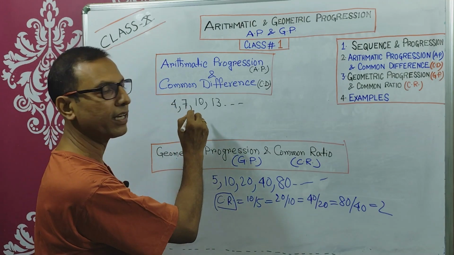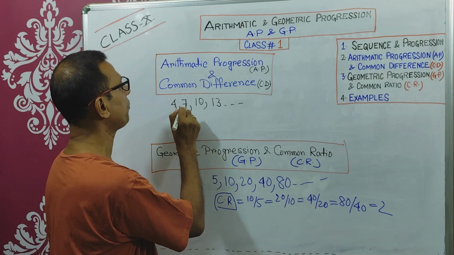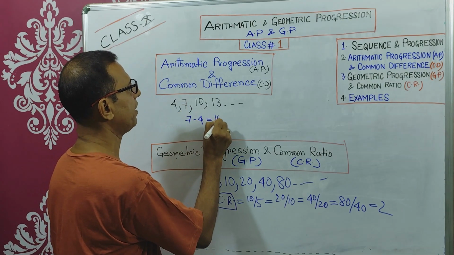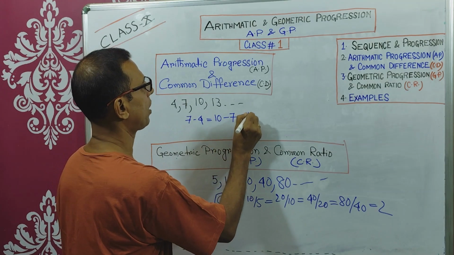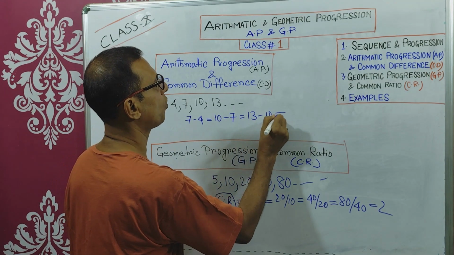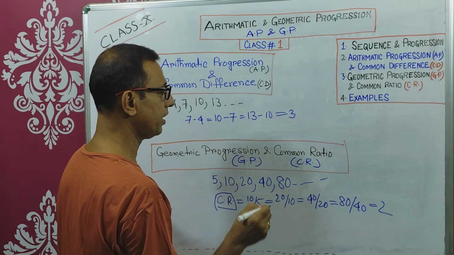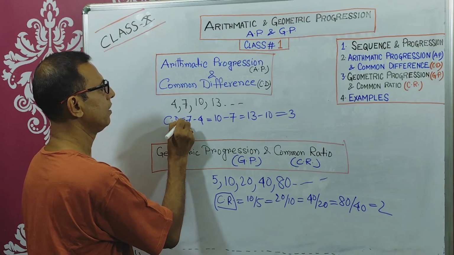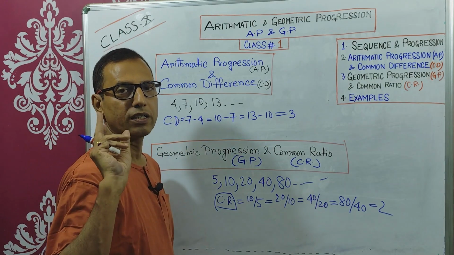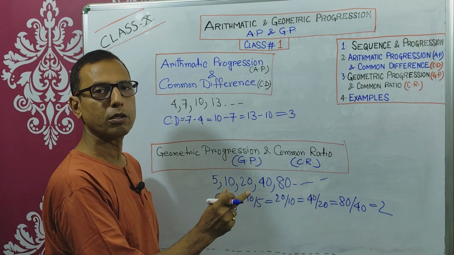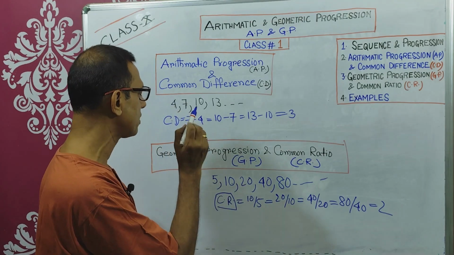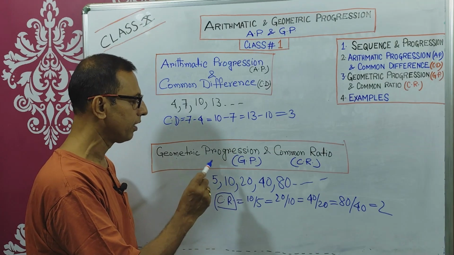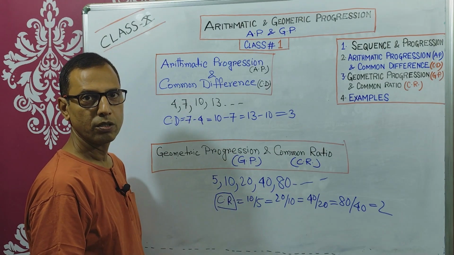And for this arithmetic progression, everywhere the difference, that is 7 minus 4 equals 10 minus 7 equals 13 minus 10 and so on, equals 3. So this is called common difference or CD. So in arithmetic progression, the equal difference between two consecutive terms is called common difference, and in geometric progression, the ratio between two consecutive terms is called common ratio.